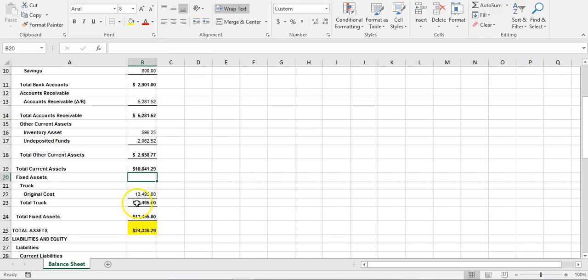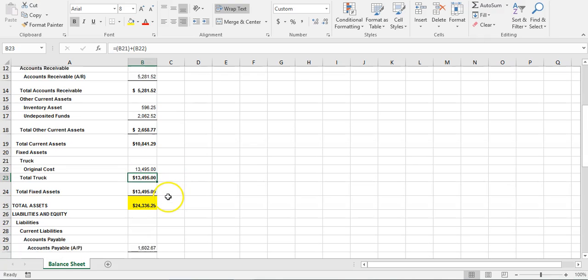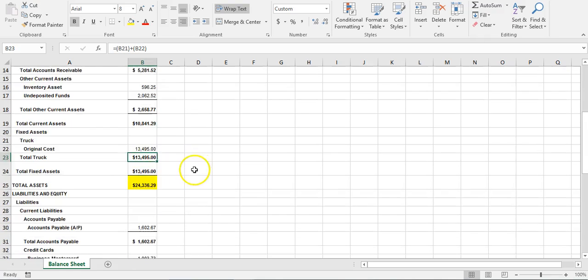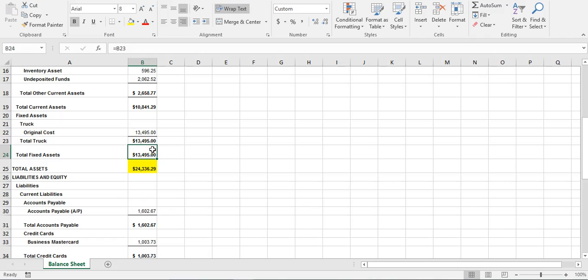Then it looks like we have a truck. So the truck is valued at that much. And then the total fixed assets. So fixed assets are like cars and trucks that are in the business name. So he just has a truck here. And then, so this is the total assets. So that's your total current assets plus your fixed assets. And that becomes your total assets.